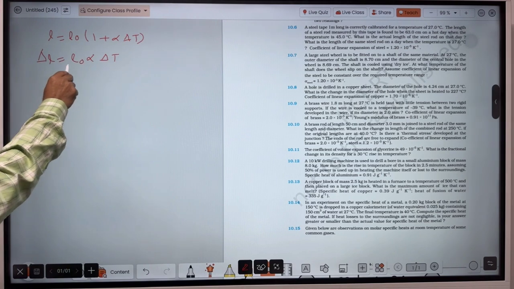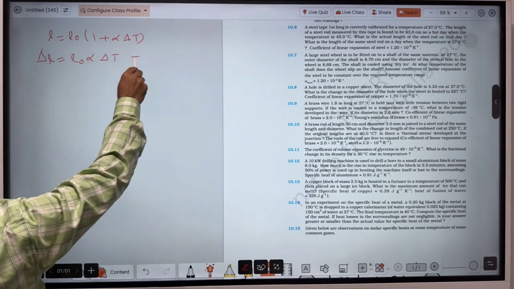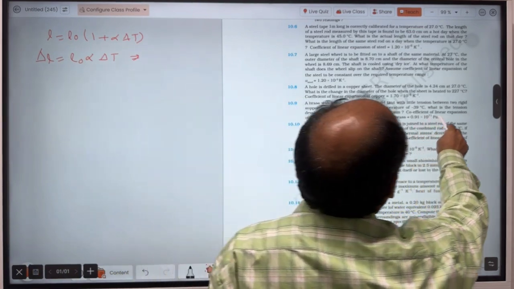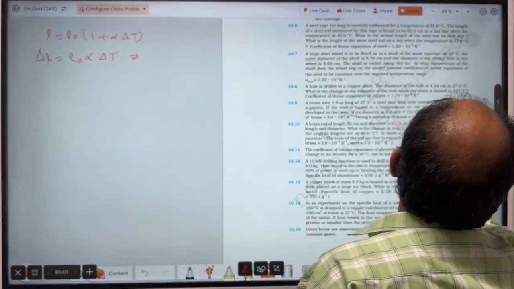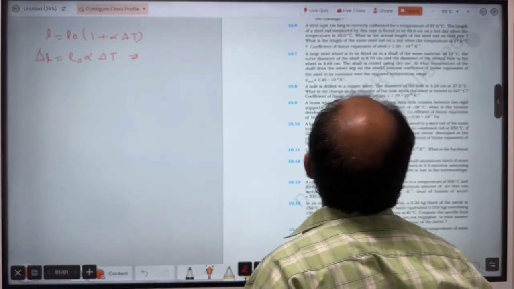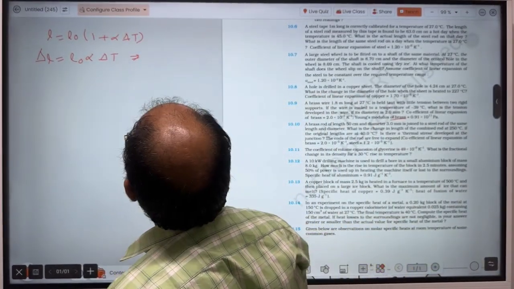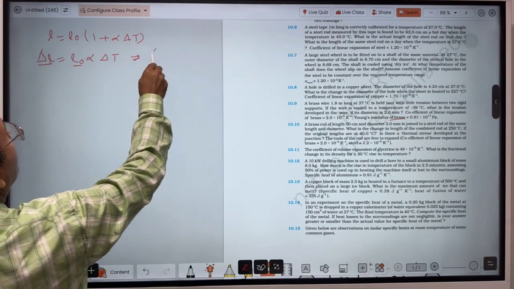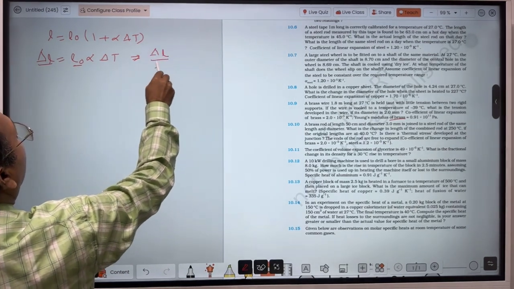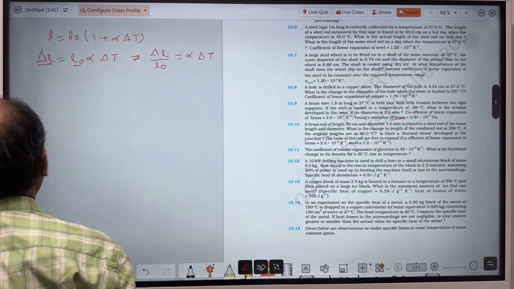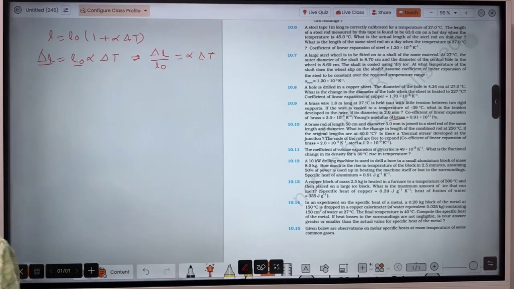Here we can do one thing, because in this question there is one more point: Young modulus is given. It means we will need stress and strain. Strain can be evaluated as change in length divided by original length. So we write delta L upon L0 equal to alpha delta T. And the values of alpha and delta T are given.